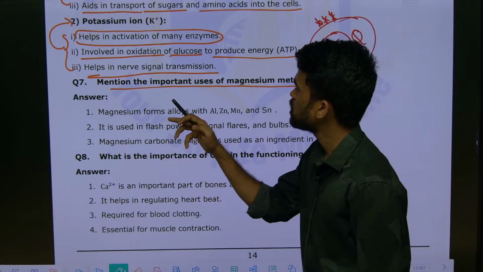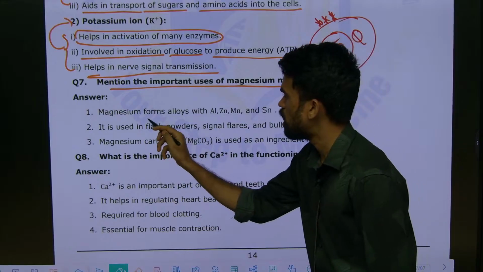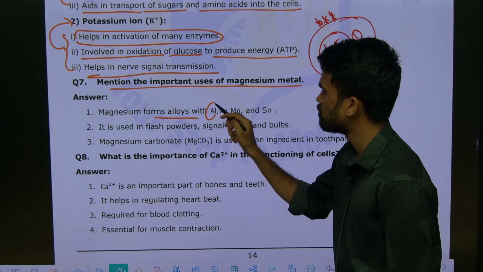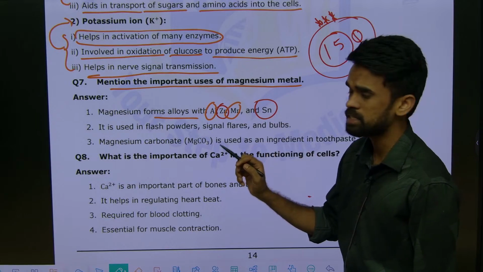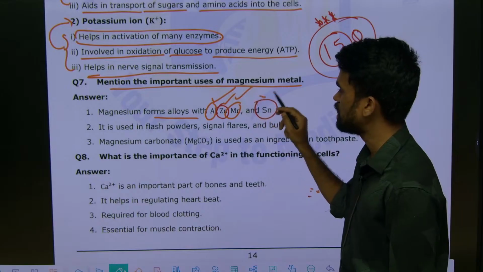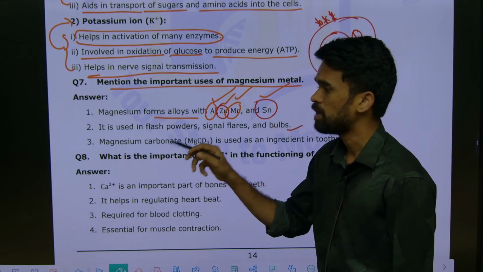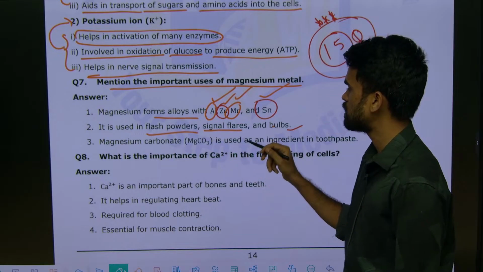So mention the important uses of magnesium metal. Magnesium forms alloys with aluminium, zinc, manganese and tin. It is used in flash powder, signal flares and bulbs.